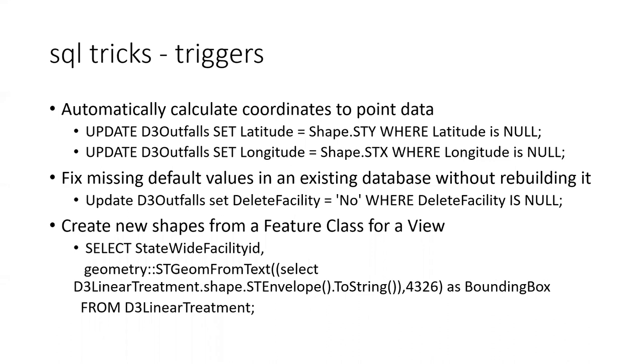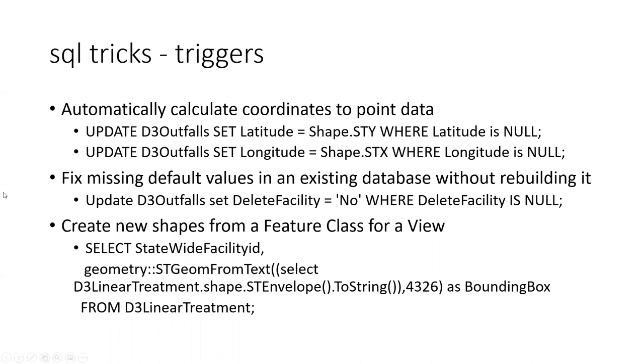Another trigger trick. Let's say you deployed your database, it's been in use, and then people decide, oh, we want to set a default value for a field. Well, that becomes a problem because you can't really change it once you've populated it with data and done a lot of other stuff. But what you can do is set the default value up as part of a trigger. So if a user leaves a field blank, this trigger executes and sets the value to whatever you want the default to be, in this case, no, where the value is currently null. That way you don't have any empty fields in the database.